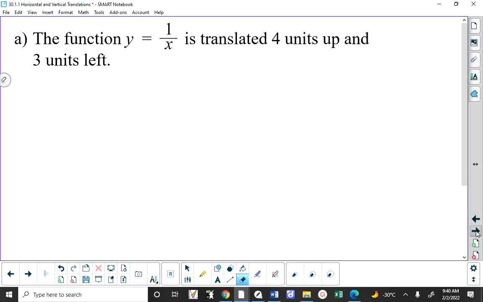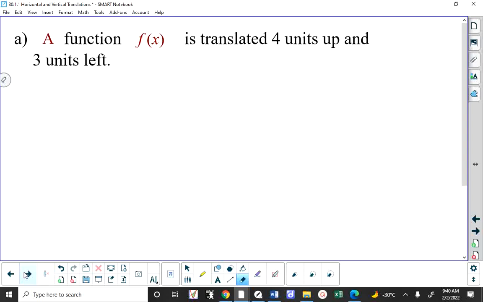A says we have a function that is y equals 1 over x, and it is transformed by translating it 4 units up and 3 units to the left. I want you to look at the screen and how I'm going to change the question just temporarily. If I said a function is translated 4 units up and 3 units to the left, we could figure out what h and k are. Yes?